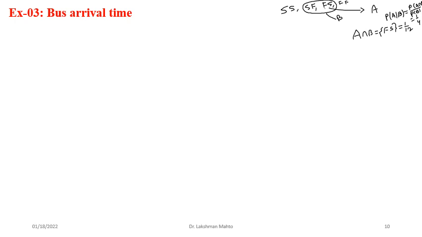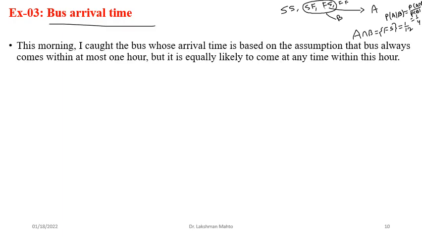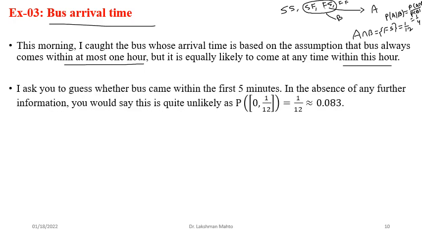The second question comes with respect to bus arrival time. What does it talk about? This morning, suppose I caught a bus whose arrival time is based on the assumption that the bus always comes within the first 1 hour, at most the first 1 hour, but it is equally likely to come at any time within this hour. Now I ask you to guess whether the bus comes within the first 5 minutes.